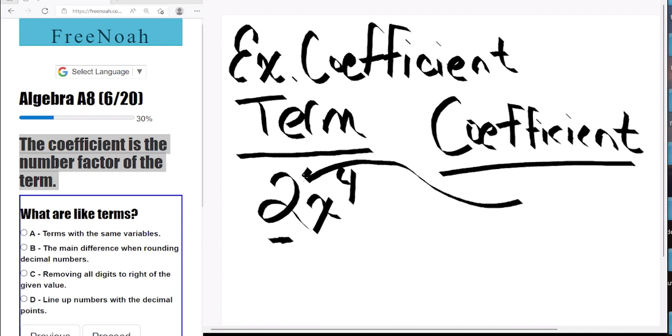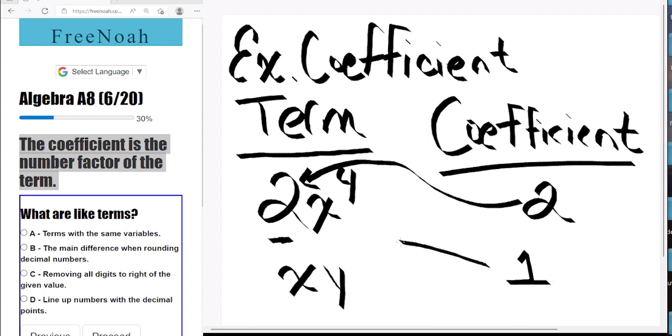Well, let's give you another example here, a little bit more tedious. How about x times y? What is the coefficient here? Well, in algebra, it's going to be a 1. We're always going to assume that if there is no numeric coefficient, it's going to be substituted with a 1.